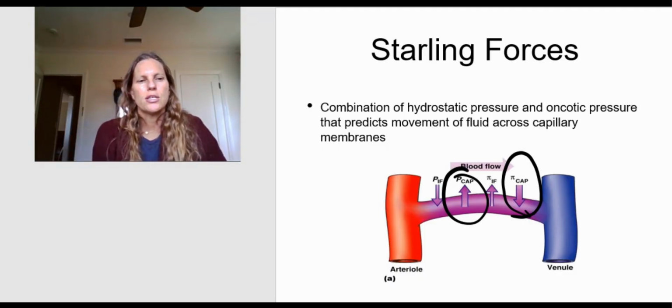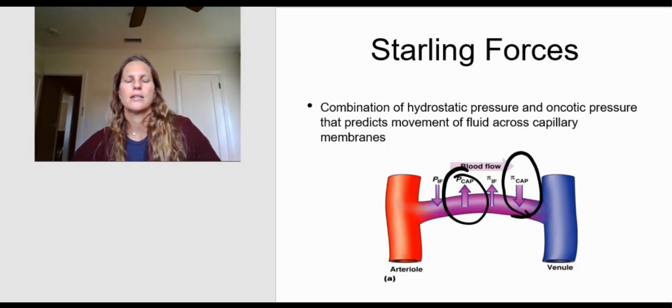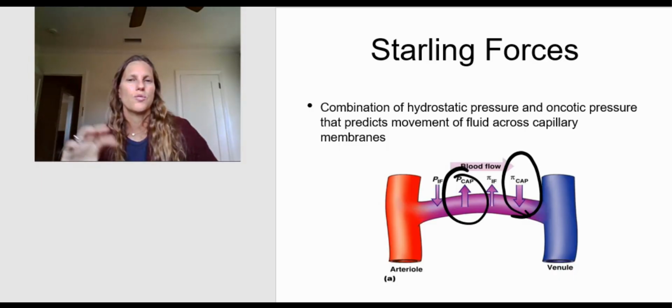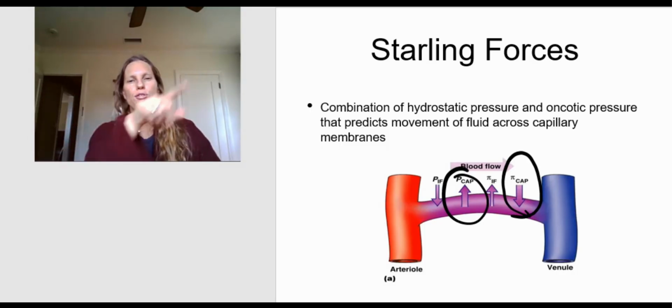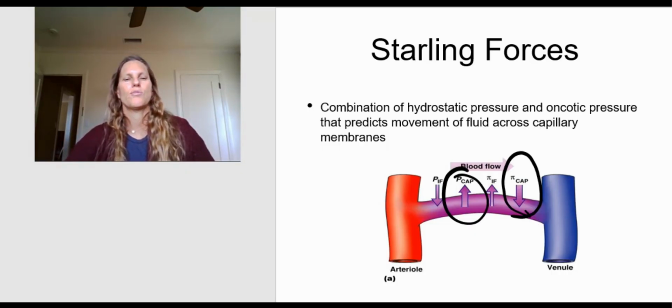So Starling's forces predict the movement of fluid out of the capillaries at the arterial end and into the capillaries at the venous end. It turns out we don't actually pull all the fluid that we push out back in on the venous end of the capillaries. About 10 to 15% of it, depending on the circumstance, remains in the interstitial fluid. And that's ultimately going to get picked up by our lymphatic capillaries, take a lap through the lymphatic system, and then be returned back into the venous system right at the right side of the heart. And I'll show you that picture at the end.